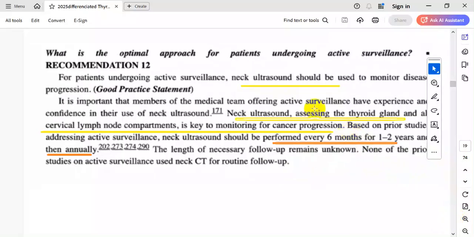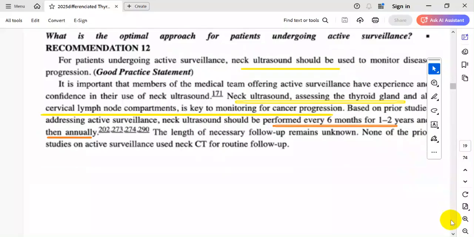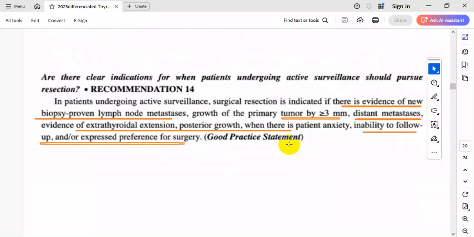What is the optimal approach for patients undergoing active surveillance? Only neck ultrasound should be used to monitor disease progression. They usually do it every 6 months for 2 years, but it depends on the prior findings.